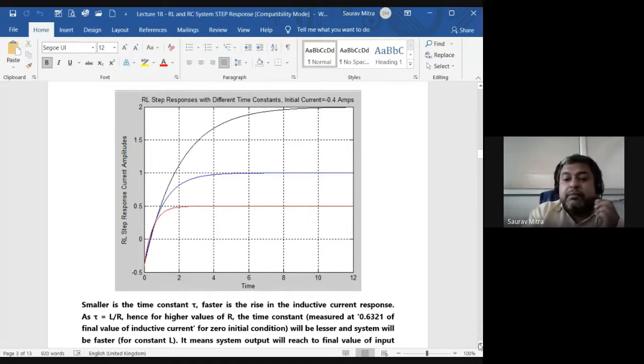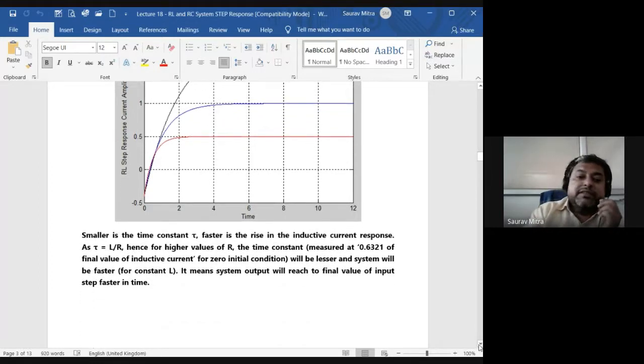And then below, all the discussion is given. Smaller is the time constant tau. तो L by R को हम लोग tau बोलते हैं. Smaller is the time constant tau, faster is the rise in inductive current response. I told you. Rutik also found out that the red one is fastest. That means red one जो system है उसका L तीनों का same है, but red का R जो है वो सबसे ज़्यादा रहेगा. Because L by R we are supposed to find.